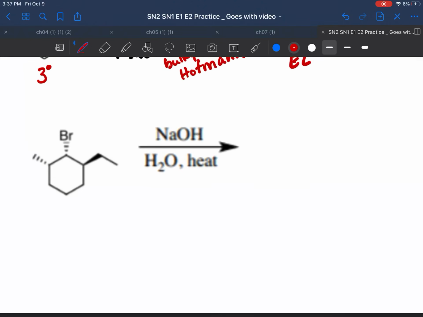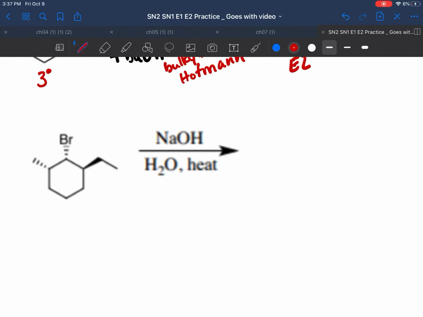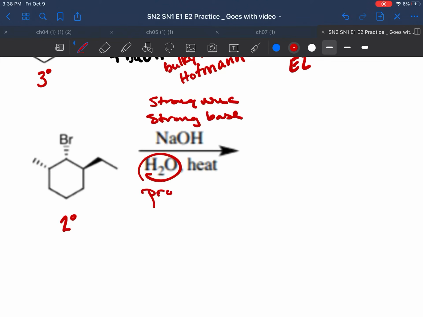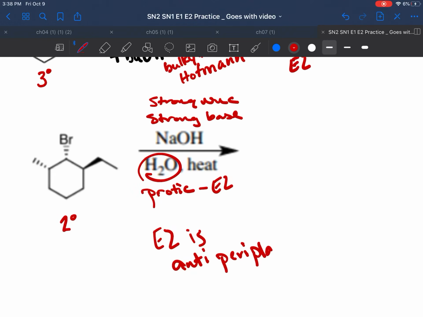And in our final example, we have another elimination I want us to look at. We have a secondary alkyl halide. We have a strong nucleophile, strong base with the NaOH. We have a protic solvent. So that is going to speed up the E2 reaction. But remember, E2 is anti-periplanar. So it actually does matter in this particular ring where the hydrogens are.